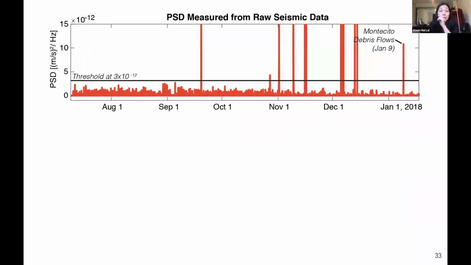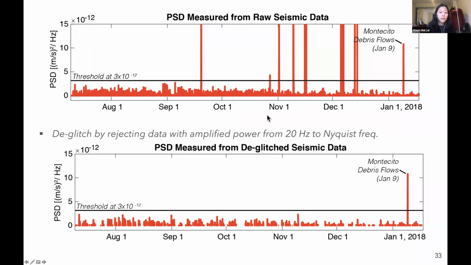And this is a raw PSD measurement of the station with glitches, and we can see that it does exceed the threshold multiple times. But knowing the character of the glitches and also the expected frequency range of debris flow, which is about 5 to 15 hertz, we can de-glitch by rejecting data with amplified power from 20 hertz to Nyquist frequency in real time, and solve the issue and be able to keep track of the threshold in real time.